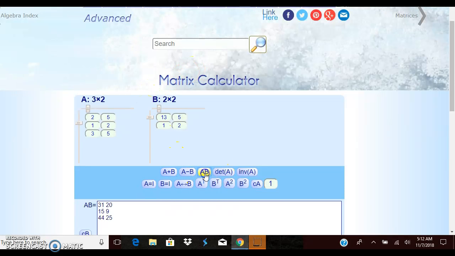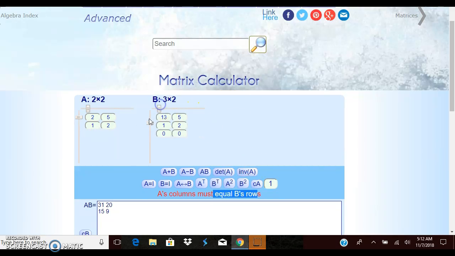If I try to multiply them, it will multiply them because we have the same number of columns here and the same number of rows here. If I change this to a 2 by 2, I could also multiply those. But if I try to make it a 3 by 3, it tells me A's columns must equal B's rows. Therefore, I would not be able to multiply a 2 by 2 and a 3 by 3.